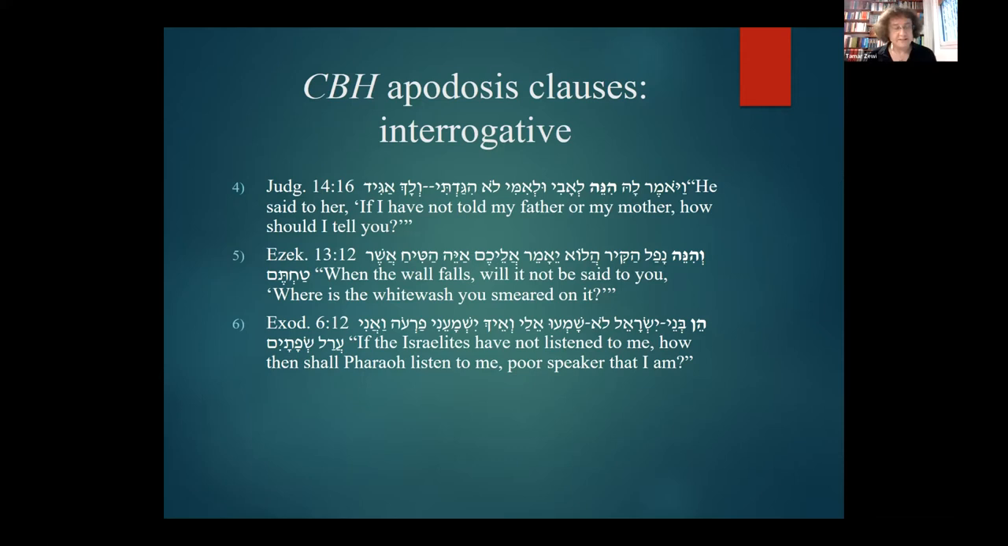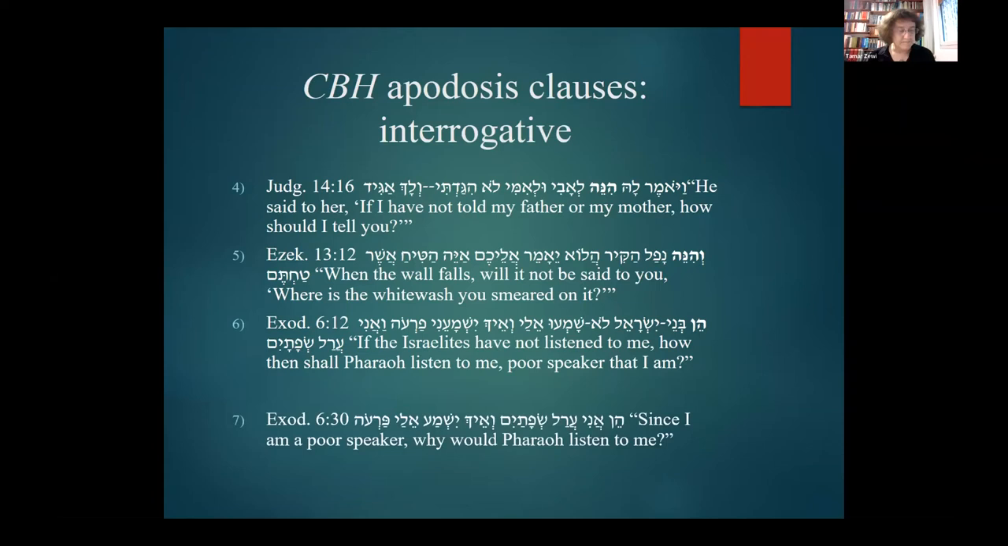And six, Exodus 6:12, ובני ישראל לא שמעו אליי, ואיך ישמעני פרעה, ואני ערל שפתיים. If the Israelites have not listened to me, how then shall Pharaoh listen to me, poor speaker that I am? And similarly, seven, Exodus 6:30, הן אני ערל שפתיים, ואיך ישמע אליי פרעה. Since I'm a poor speaker, why would Pharaoh listen to me?